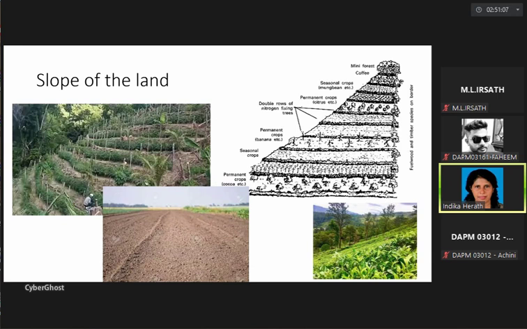Erosion generally happens when the water flows along the slope.